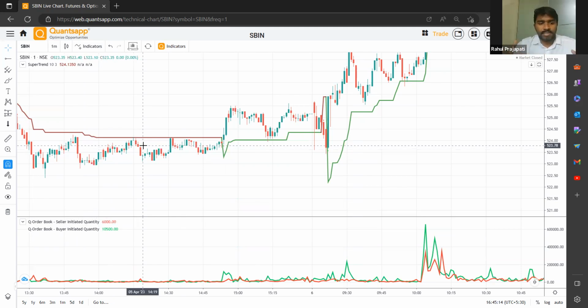Buyer initiated quantity is the quantity that has been executed at the market price, that is the ask price, by buyers. And seller initiated is where traders have executed the futures at market price, which is at the bid price. So if someone is creating a trade at the market price, we have a strong conviction. That is the idea we are following in this.